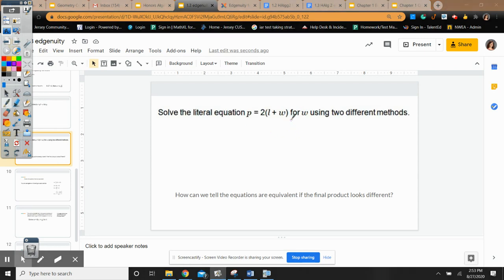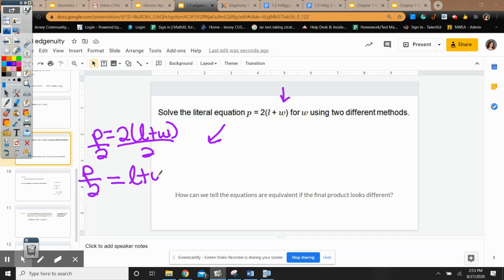Okay, here is P equals 2 times the quantity L plus W. And they're asking us to use two different methods here. This is kind of what I was talking to you about before. If I'm getting W by itself, we can just get rid of the 2 first and then the L. We would do that by dividing first. You would divide both sides by 2, and you would get P over 2 equals L plus W, and then to get W all by itself, you would subtract L. That would look like P over 2 minus L equals W.